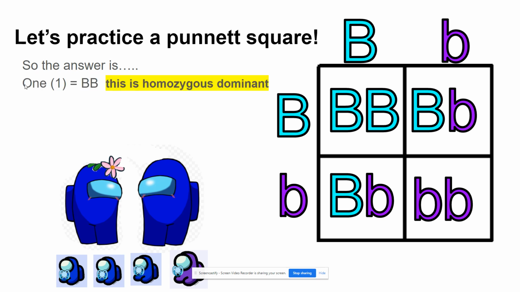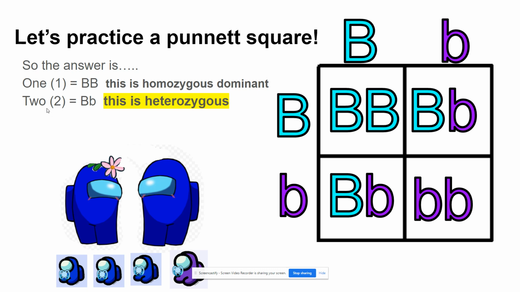You can also phrase it as one big B, big B. This is a homozygous dominant. Remember, homo means the same. When you say homozygous dominant, you know they're going to be dominant traits represented by a capital letter, and if it's homozygous, being the same, it's going to be two big Bs.